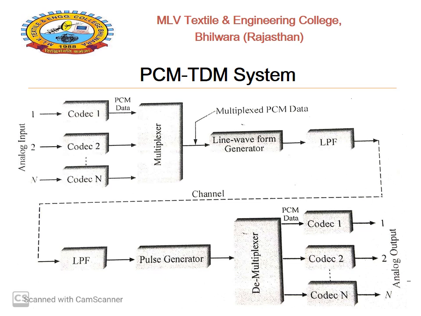Next, below is the receiver section, where the input passes through the low pass filter, is given to the pulse generator, and next to the demultiplexer. The demultiplexer is just the reciprocal of the multiplexer, where the input is single and the output is multiple, providing the codec 1 signal, codec 2 signal, up to the codec n analog signal. So that working is known as the PCM TDM system.